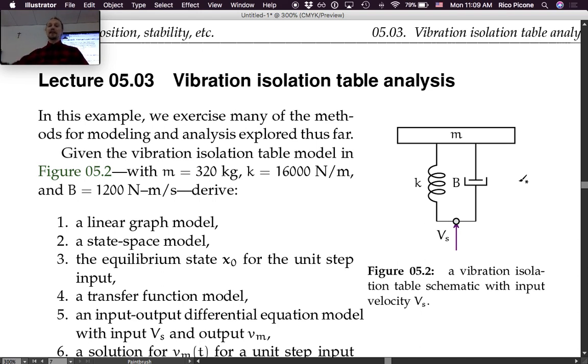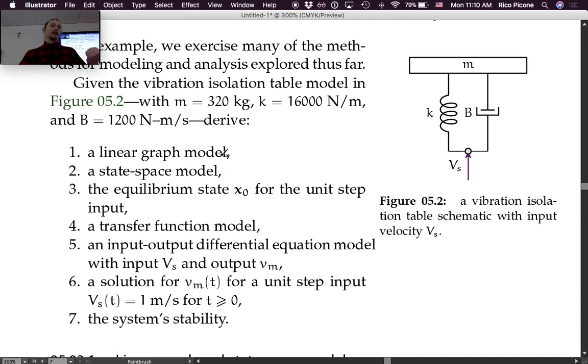Given the vibration isolation table shown, it's vibrating, the floor is moving, so Vs is the velocity source input, going through a spring and a damper. I give the mass, spring, and damping coefficient, so I give those actual values. And we're going to come up with a linear graph model, a state space model, a transfer function model, and then a differential equation model. So 4 different system model representations. And I think that's all that we've learned about.